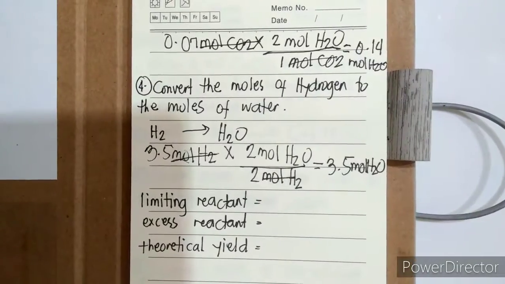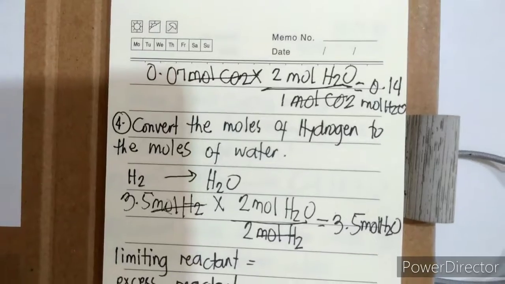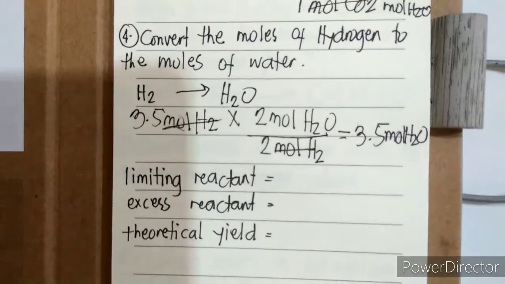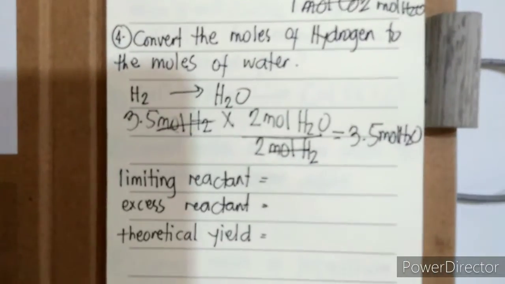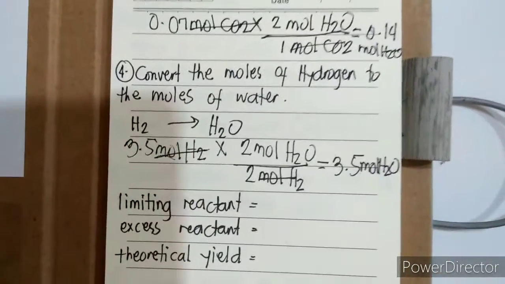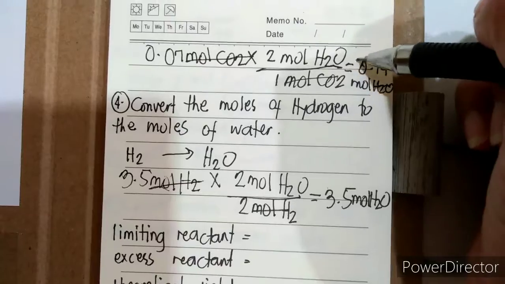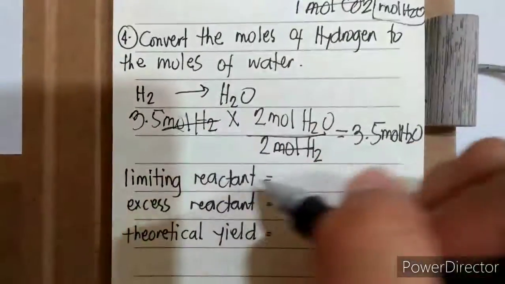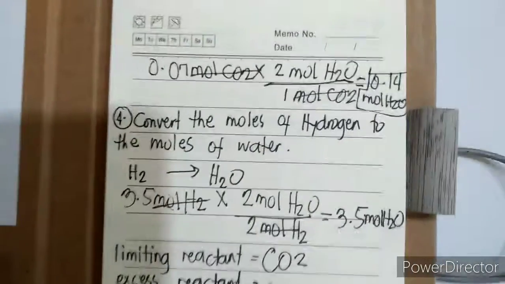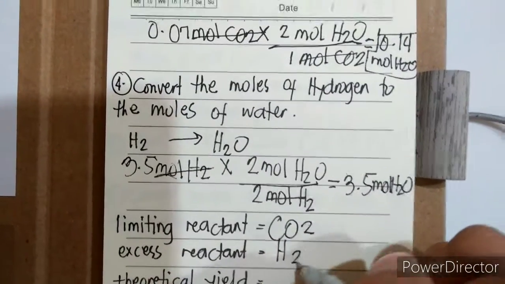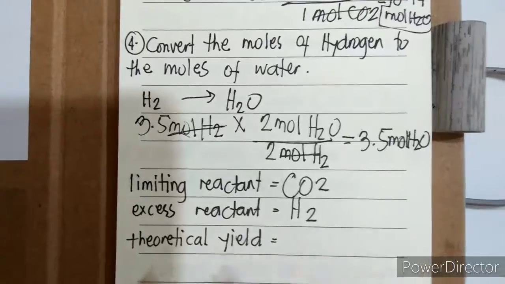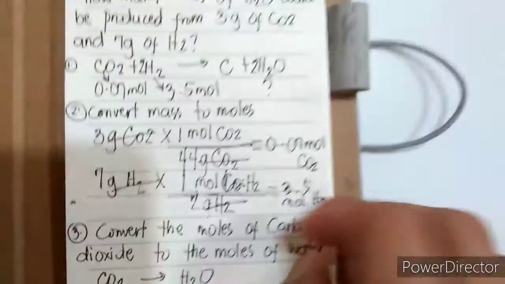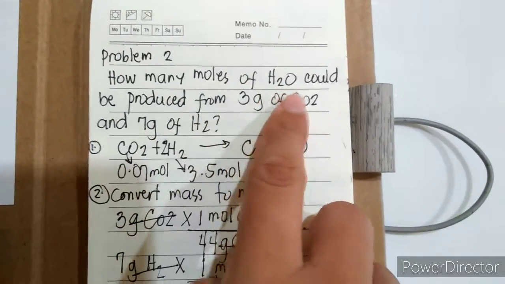And it's time to compare. So in carbon dioxide we have 0.14 moles of H2O, and in the hydrogen we have 3.5 moles of H2O. So the smaller one is the 0.14 moles of H2O. So our limiting reactant is the carbon dioxide. The excess reactant is the hydrogen. And our theoretical yield is from the carbon dioxide. So as what is asked here, how many moles of H2O could be produced?